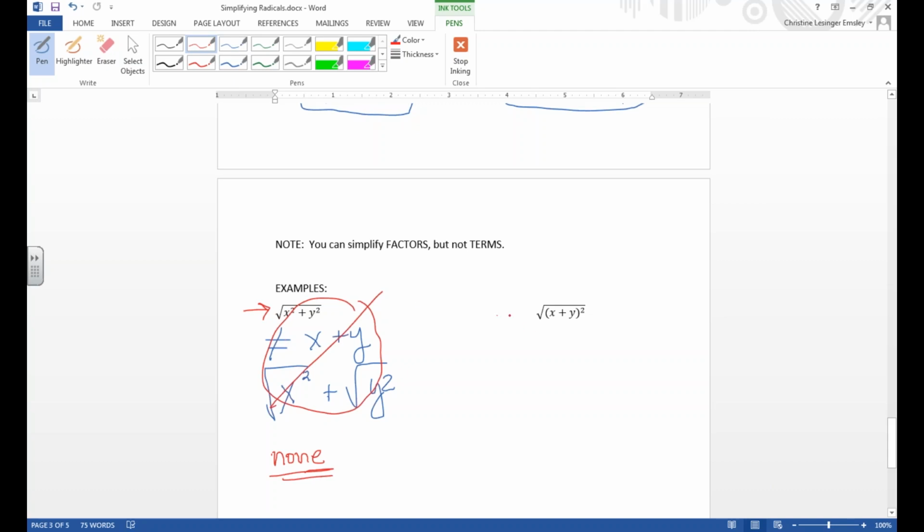Notice this problem's a little bit different. Instead of x squared plus y squared, we have the quantity squared. The whole expression is squared. So if we wanted to, we could write it as x plus y times x plus y. Notice we have 2 copies of this factor. These things are multiplied together. So that means that this would simplify into just the expression x plus y. I just want to make sure you notice the difference, you've got to be careful with your factors and your terms.